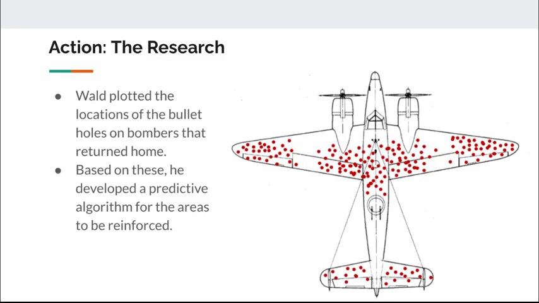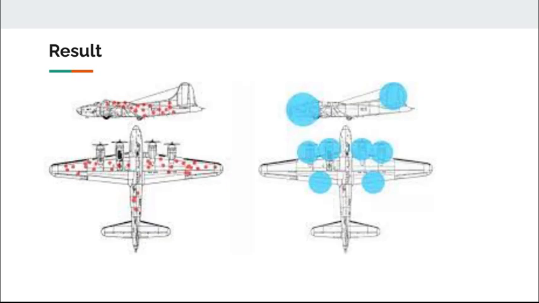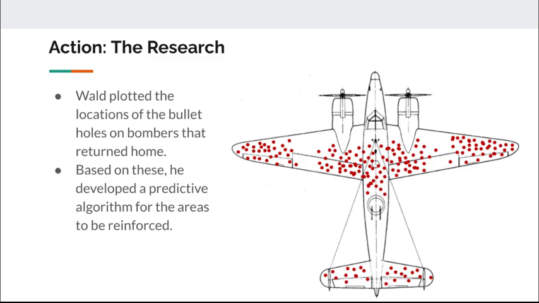So what he did was he plotted the locations of bullet holes on the bombers that returned home. And based on these data and looking at where these bombers were hit and damaged that returned home, he was able to develop a predictive algorithm for what areas on the bomber should be reinforced. And so if we look on the next slide, this is a different kind of bomber. It's not a B-17. A B-17 was a four-engine airplane.